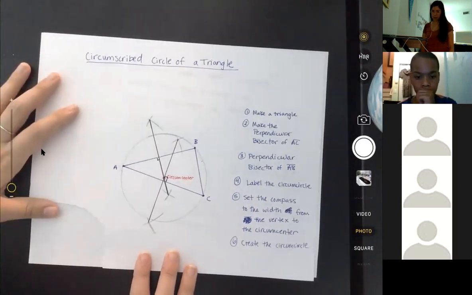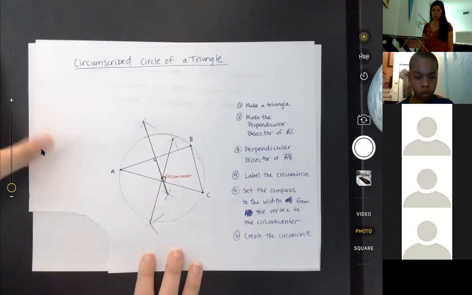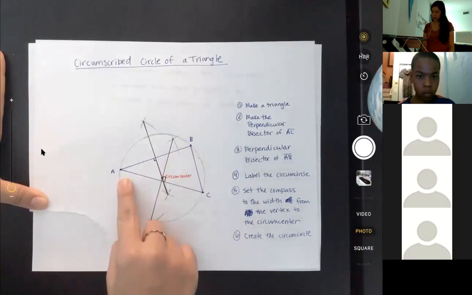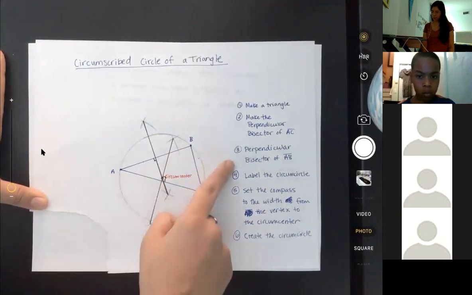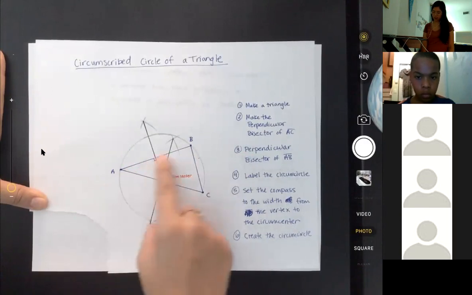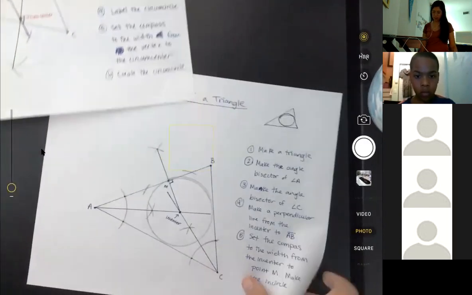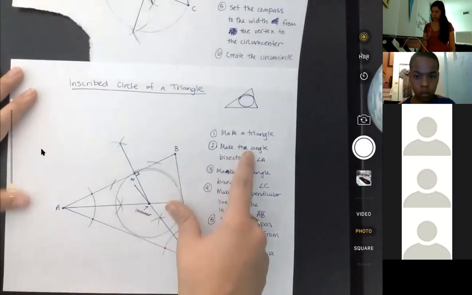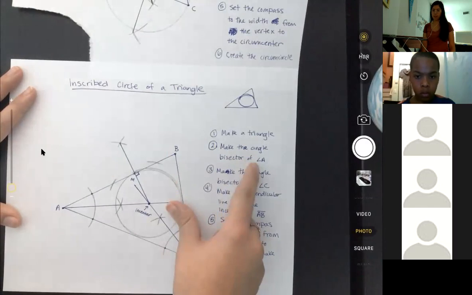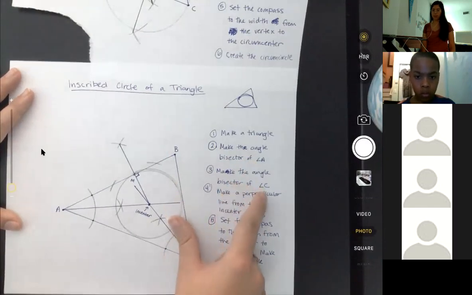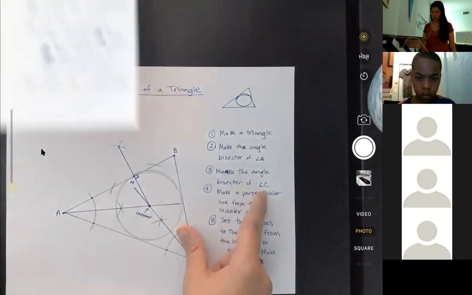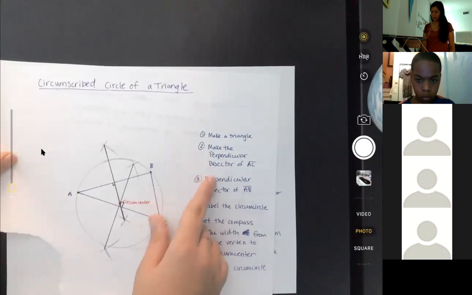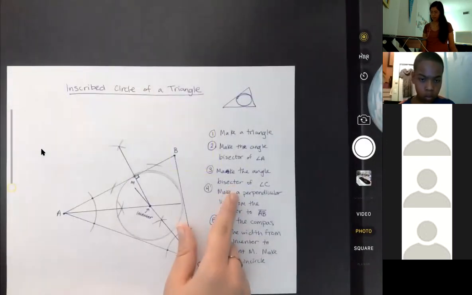So let's look at the similarities and the differences. Look at circumscribed. We had to do the perpendicular bisector of AC. Then we did the perpendicular bisector of AB. What's the difference here? Here we had to make the angle bisector of angle A, and then the angle bisector of angle C. So there's some similarities. We have a bisector, but different types. This one's perpendicular bisector, and then this one was angle bisector.